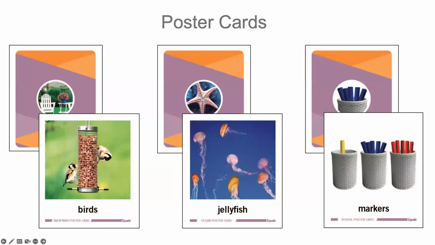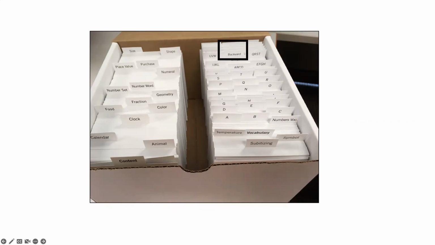Poster cards are organized by theme. Poster cards will have an image of the theme on the back of the card and the theme labeled on the front of the card. Place the poster card tab and the tabs with the labeled themes such as school, home, backyard behind the organized set of action cards in the box.